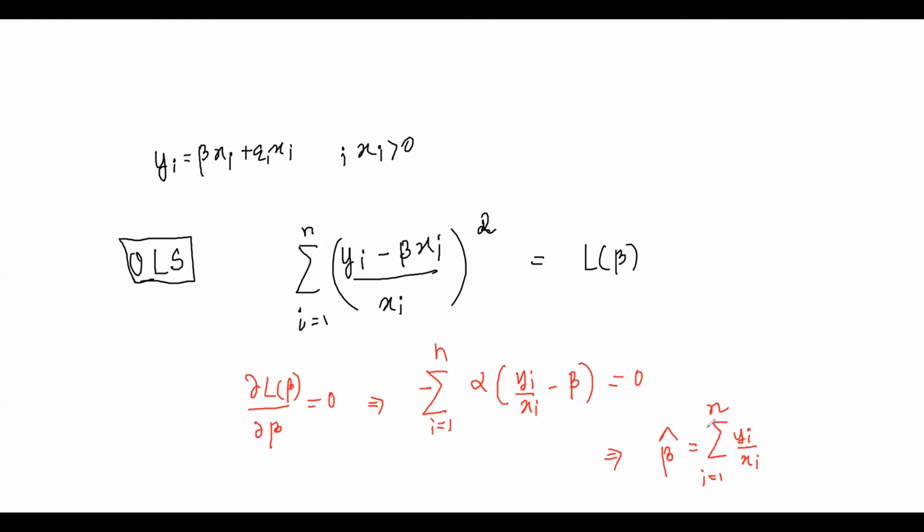Beta hat will be 1 by n. That is what I was thinking over, because it will be n beta. It will turn out that the 2 will go out of the summation, so the summation of yi by xi will be equal to n beta. Therefore, beta hat will be equal to 1 by n of that.